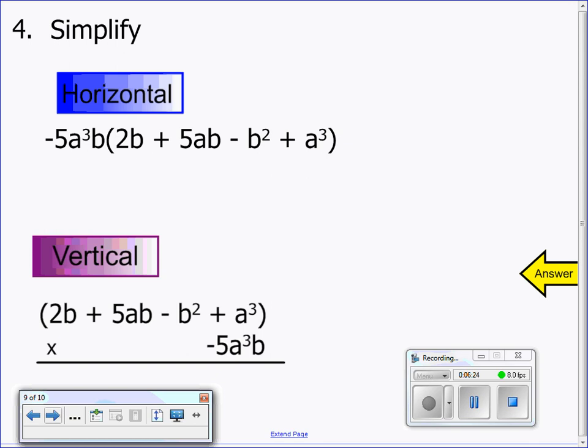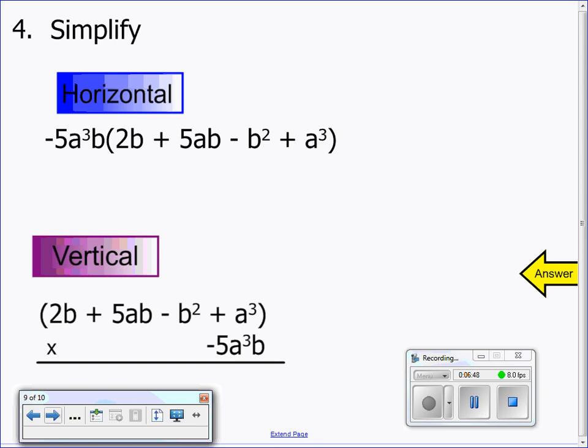And here we have one more example, which is finalizing or simplifying this polynomial. So we're going to multiply. We can multiply this one a couple of different ways. You can use the box method here, but it's not necessary to say the least. So we have 5a cubed b, and we're multiplying into everything on the inside.